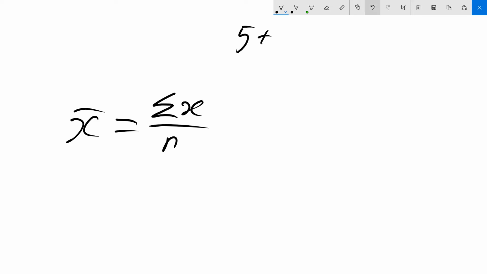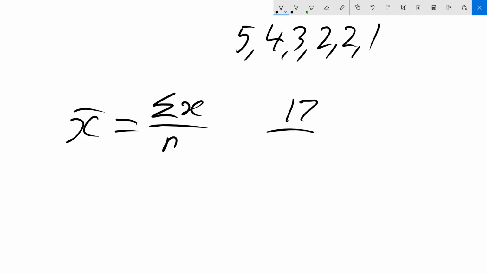5, 4, 3, 2, 2, 1. So the sum of all these numbers, 9, 12, 16, 17. 17 divided by 1, 2, 3, 4, 5, 6. 6 numbers. And that's our mean, 17 divided by 6.